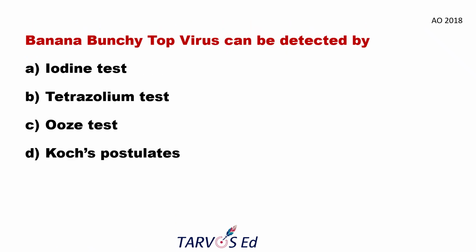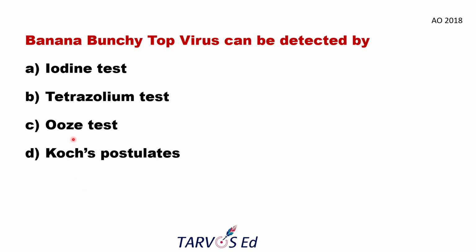Next, here is one of the important questions related to chemodiagnosis, that is, detection using chemicals. I'll read the question first. Banana bunchy top virus can be detected by the following chemicals: iodine test, tetrazolium test, ooze test, Koch's postulates.